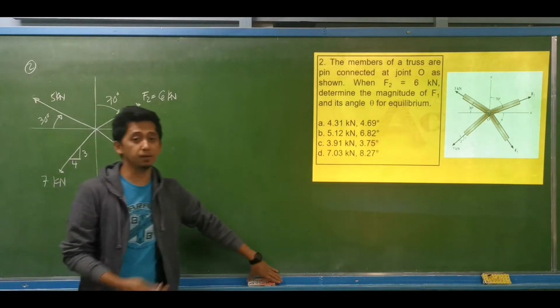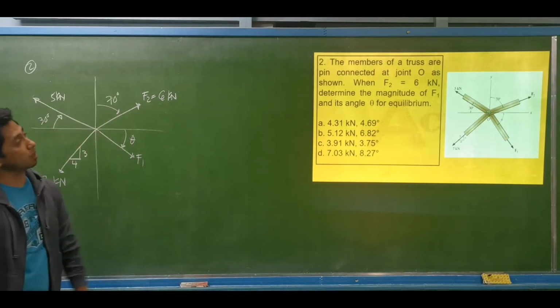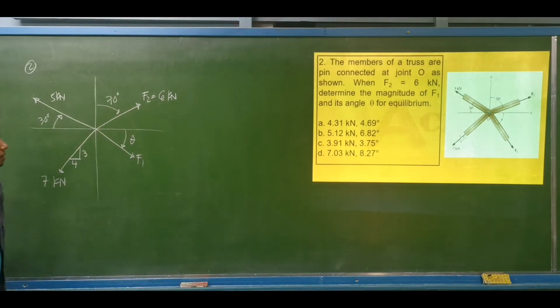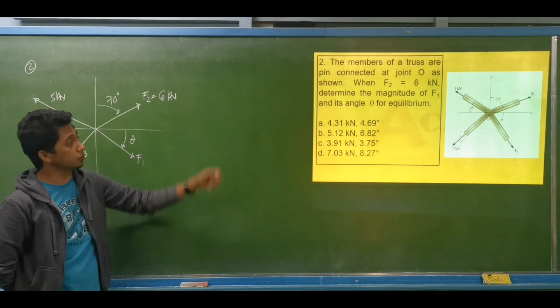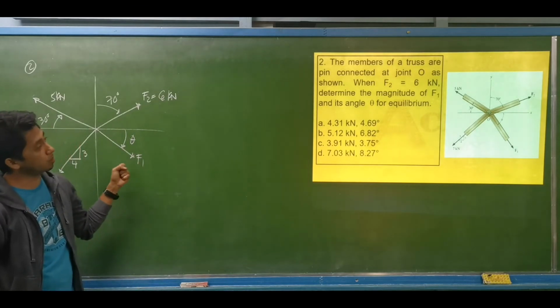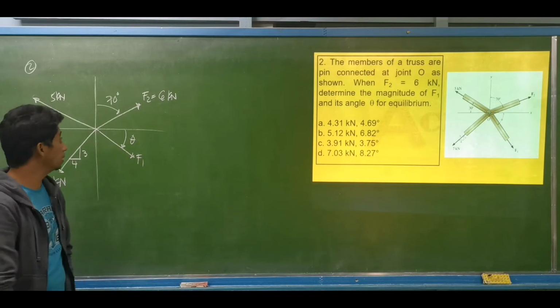Okay, next let's have concurrent forces. So the members of a truss are pin connected at joint O, as shown. So when force number 2 is equal to 6 kilonewtons, determine the magnitude of force number 1 and its angle theta for equilibrium.